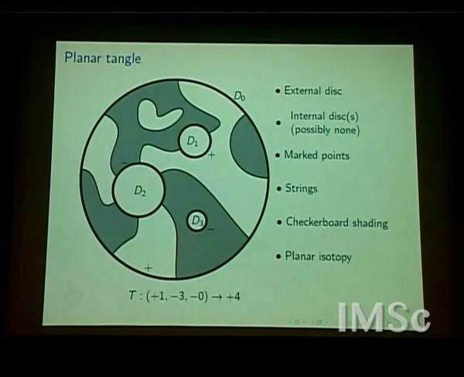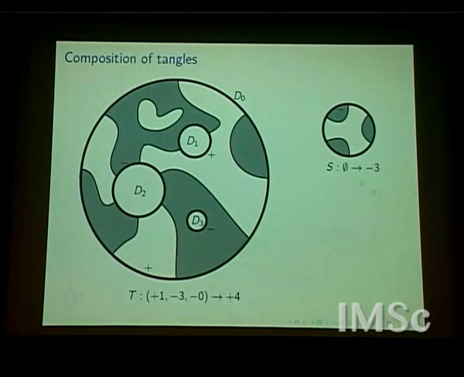So once we have a tangle, one thing is that it might so happen that the tangle might not have any internal disk. For example, this is an example of a tangle where there are no internal disks.